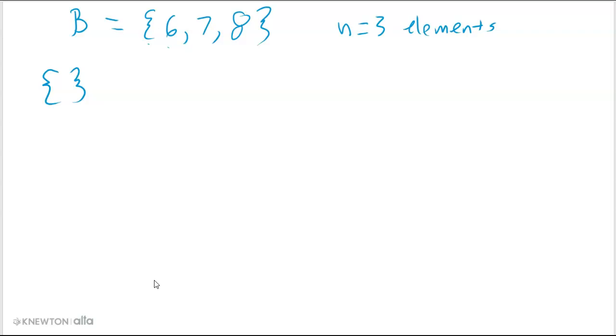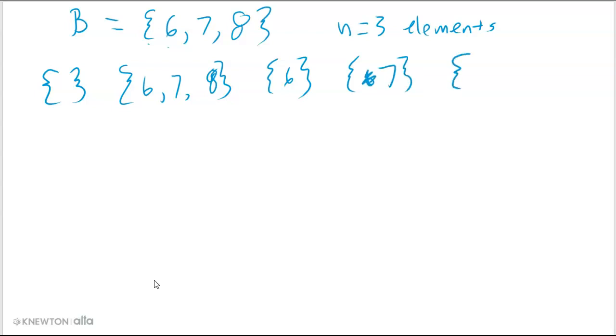So that's one. And then there's the set that contains all the elements, 6, 7, and 8. So that's a subset. And then there's this set that contains each one of them individually. Oh, sorry, I wrote 6 twice. That should be a 7. And this should be an 8.